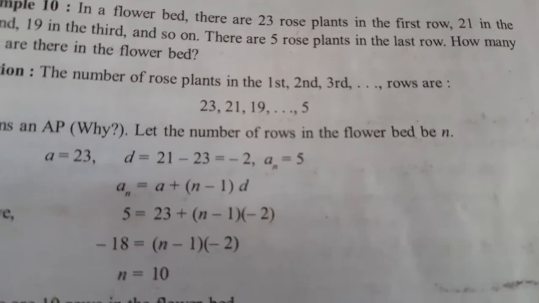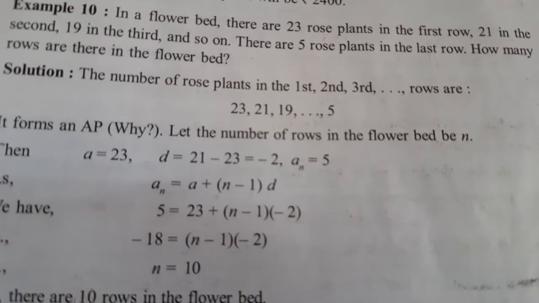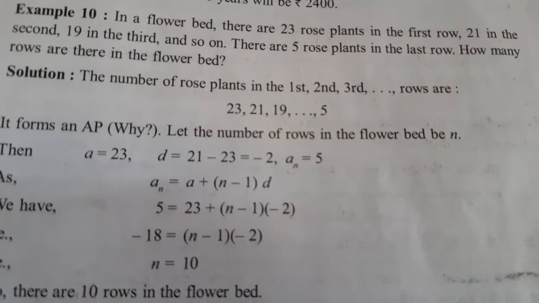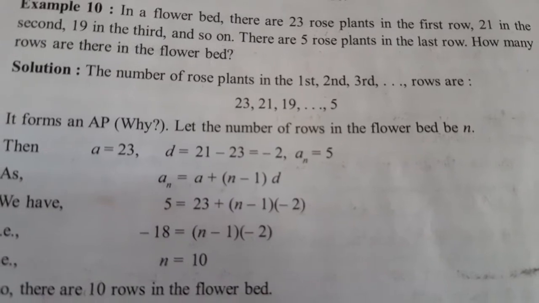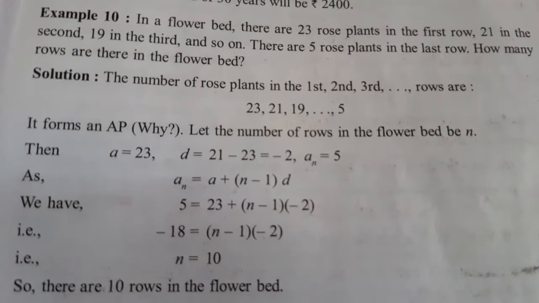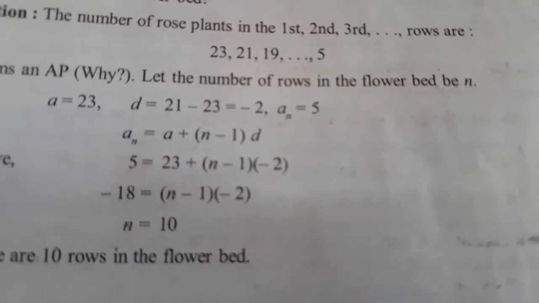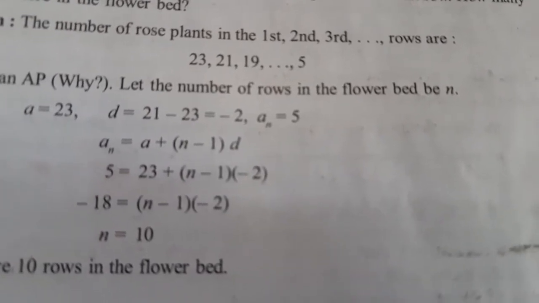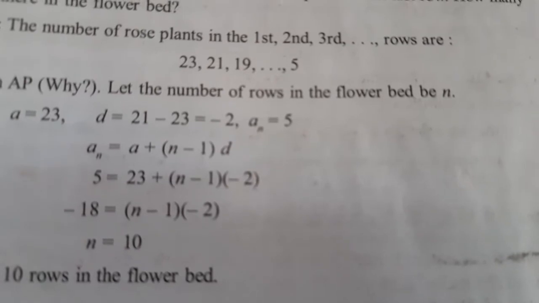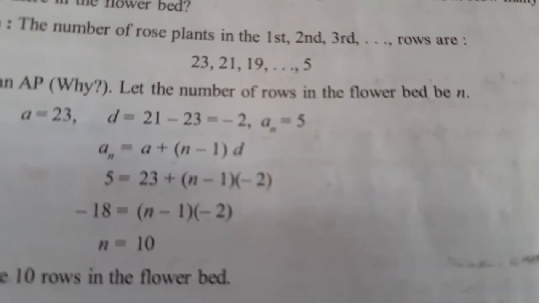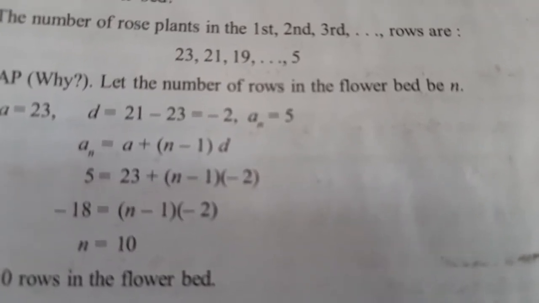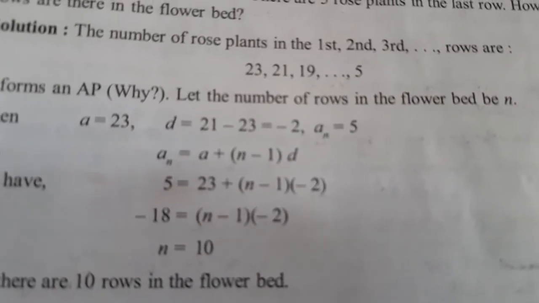Second row 21. Third row 19. Dot. Here what is happening? 2 is minus. Next, fourth row 17. Next 15. Next 13. Next 11. Next 9. Next 7. Next 5. What is the value of a? 23.